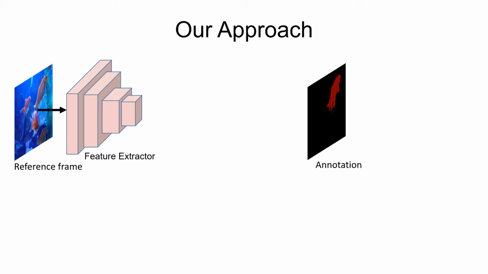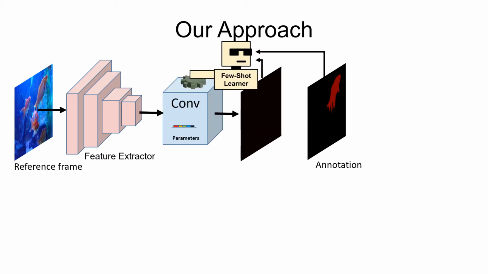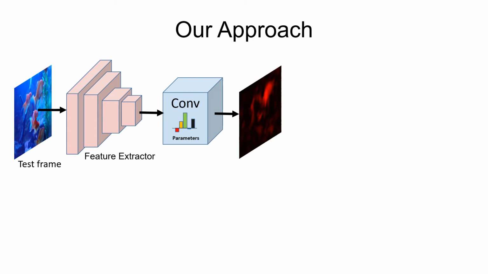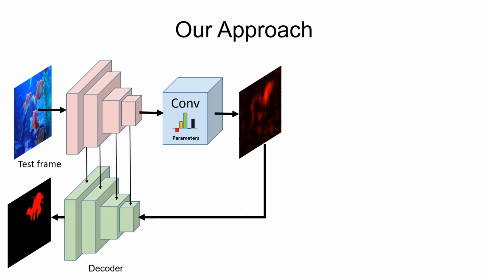Specifically, our target model is constructed from a single conv filter. The few-shot learner optimizes the parameters of the conv filter to predict the reference target mask. In subsequent test frames, the trained conv filter predicts an intermediate mask of the target given input image features. The mask is then refined by the decoder network, which predicts the final segmentation mask.